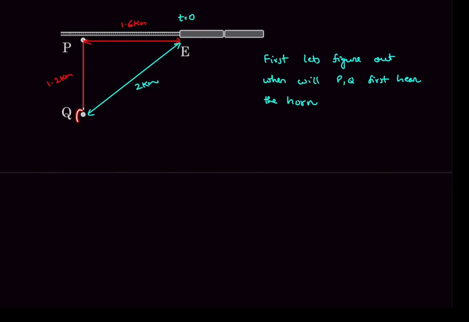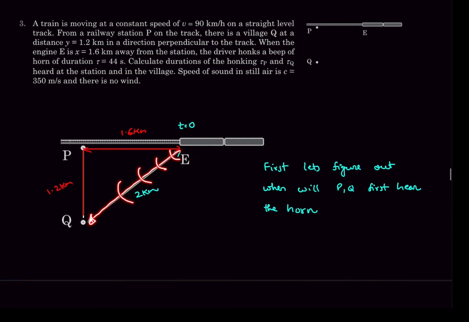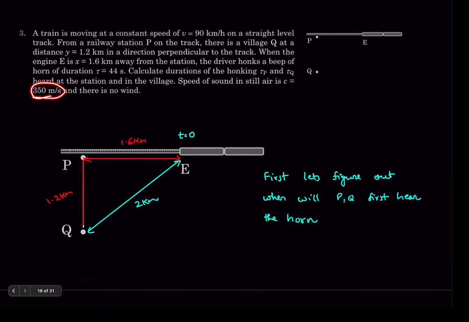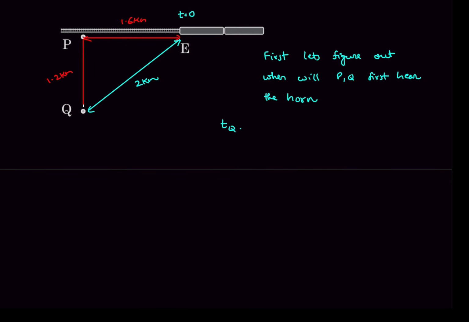So let's talk about Q first. So the sound wave has to cover a distance of 2 kilometers, and the speed of sound in still air is given to be 350 meters per second. So the villagers will first hear the horn after a time of 2000 divided by 350. So it has to cover 2000 meters with 350 meter per second speed. Okay, so let's just keep it as fractions for now. So basically, after the guy starts honking, the villager standing at Q will hear the horn after 40 by 7 seconds. And similarly for the railway station, we can say it is equal to 1600 divided by 350, which is 32 by 7 seconds.